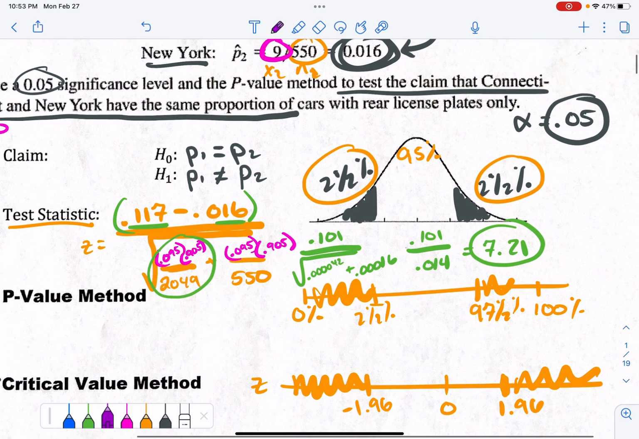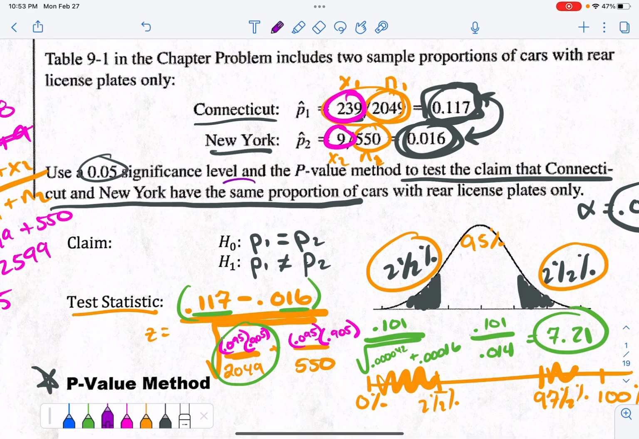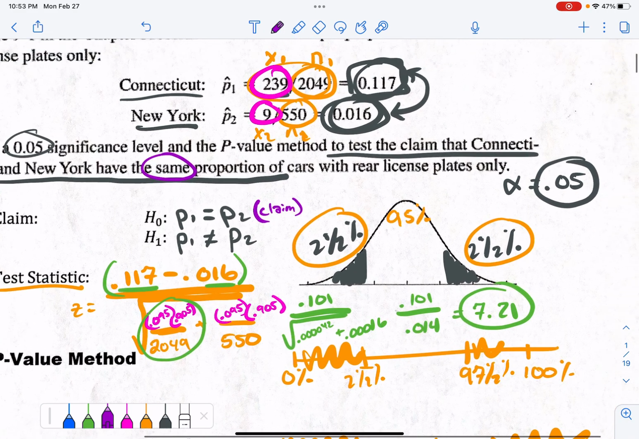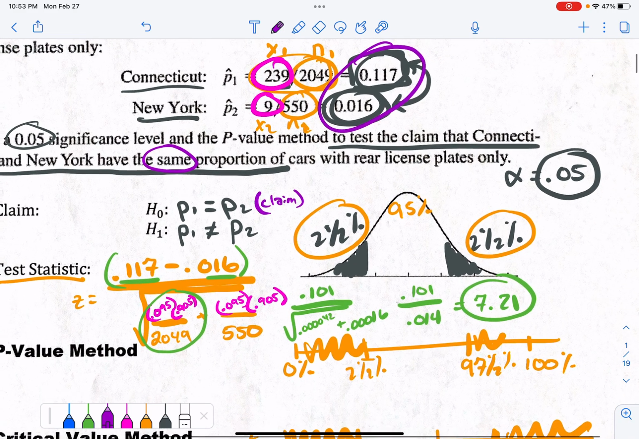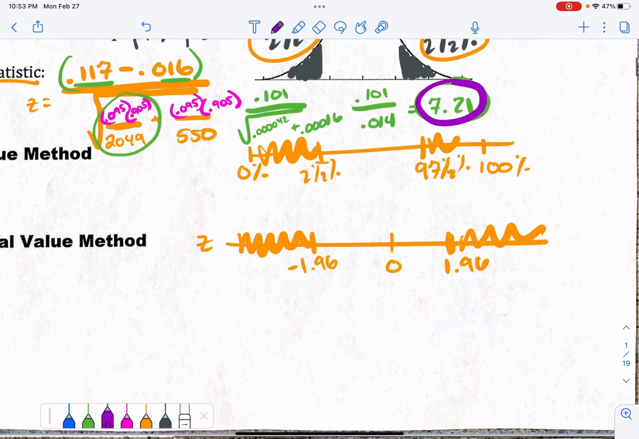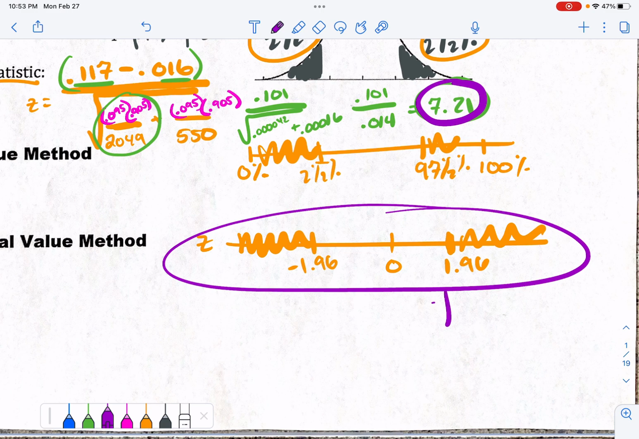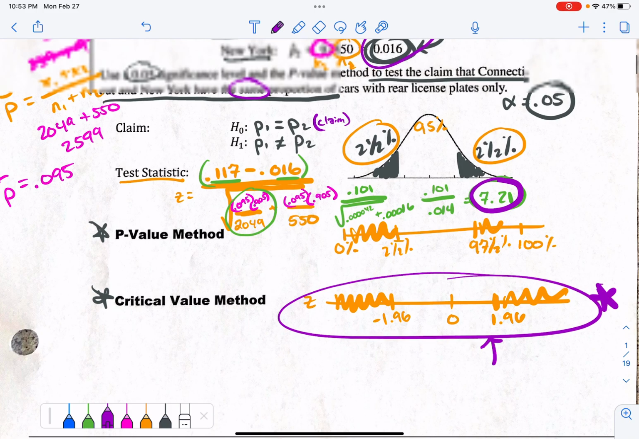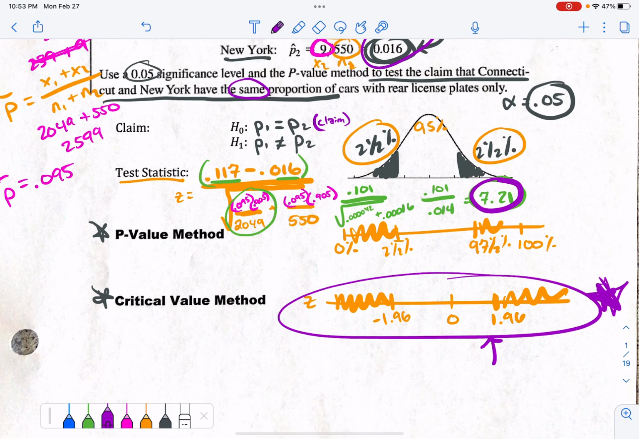To test the claim that Connecticut and New York have the same proportion, my claim is going to go at the top, that they are equal to each other. I don't think these numbers are equal to each other. And you can probably figure out, if my test value is 7.21, with the critical value method, 1.96 is my cutoff. 7.21 is like all the way over here. So are we going to say that they are equal or not equal? They are not equal to each other. If they were equal, they'd be in this land. So using the critical value method, he is all the way off to the side over here.